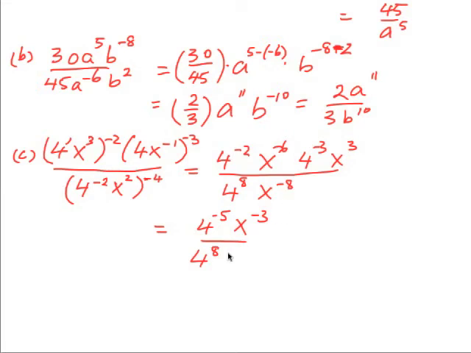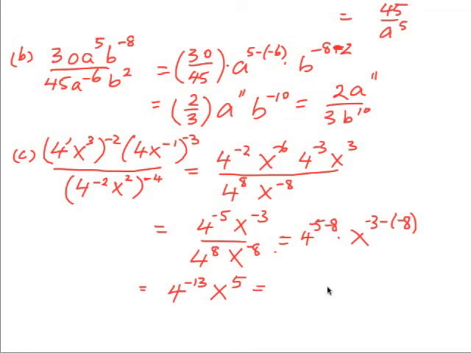And this is going to be x to the negative 8. So this becomes 4 to the negative 5 subtract 8 by x to the negative 3 subtract negative 8. So this will become 4 to the negative 13 by x to the 5. So our result will be x to the 5 over 4 to the 13. Right, and that's how we use our exponent rules.